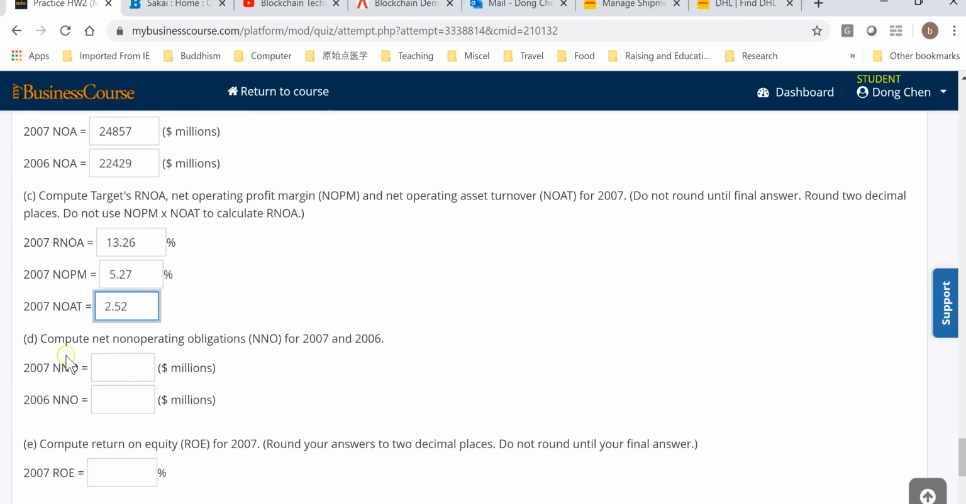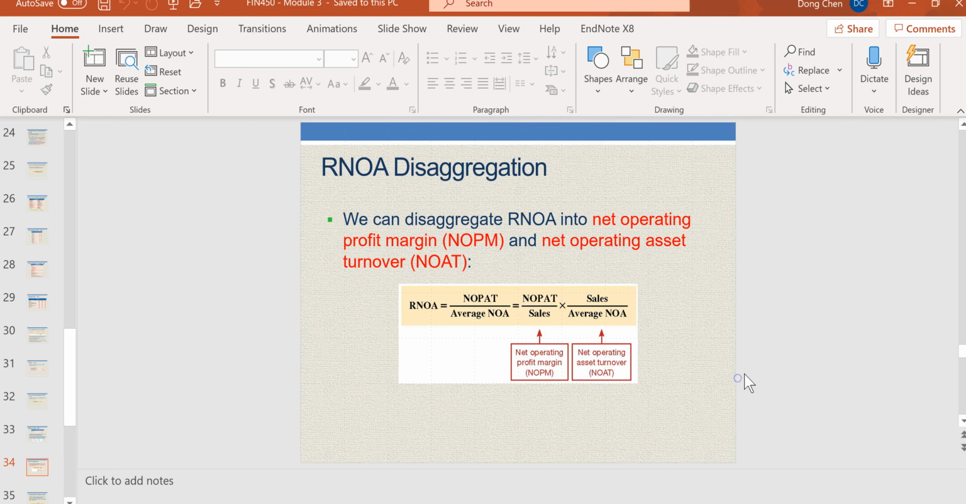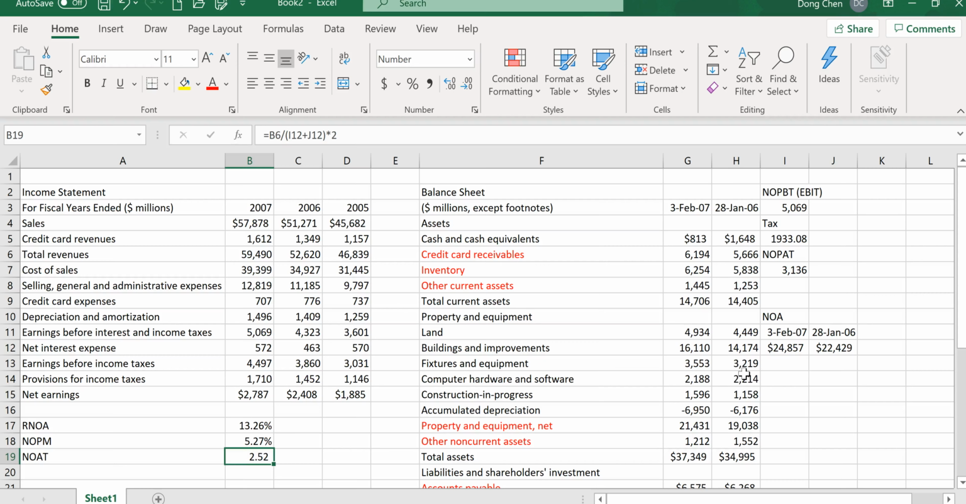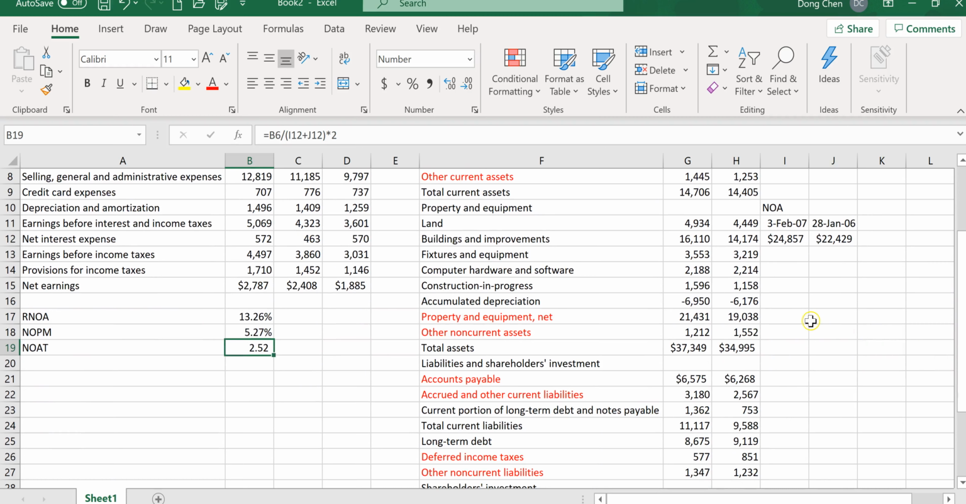So part D, compute net non-operating obligations. Net non-operating obligations is defined to be the non-operating liabilities minus non-operating assets.